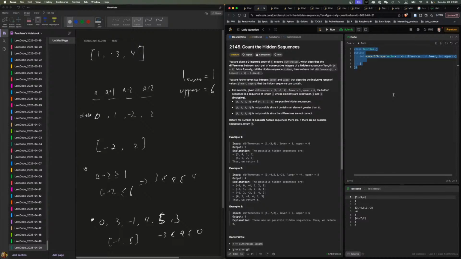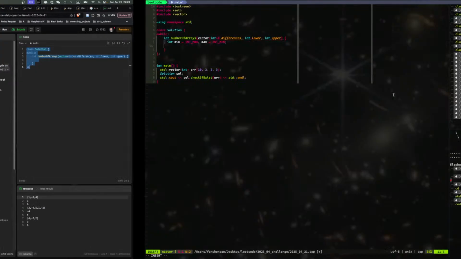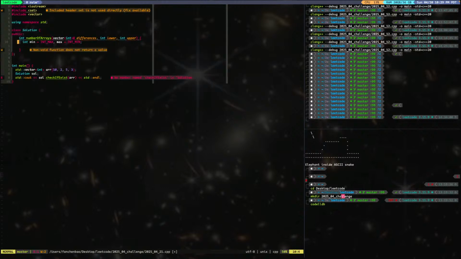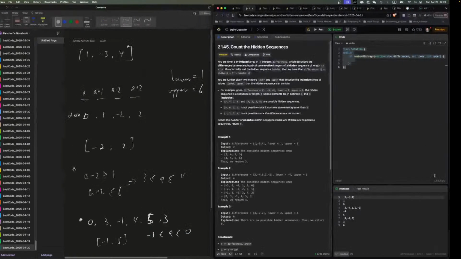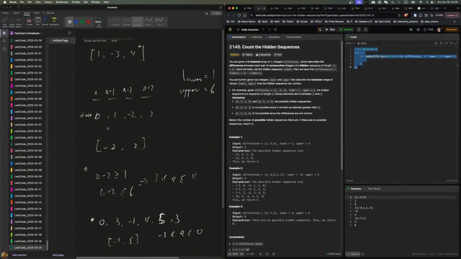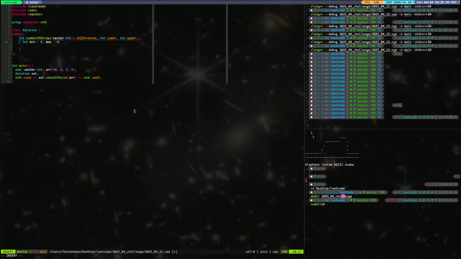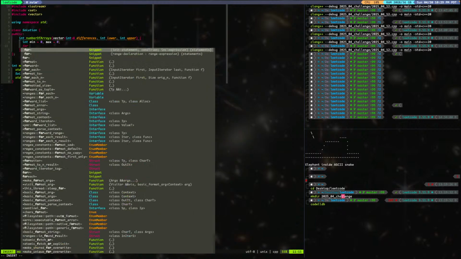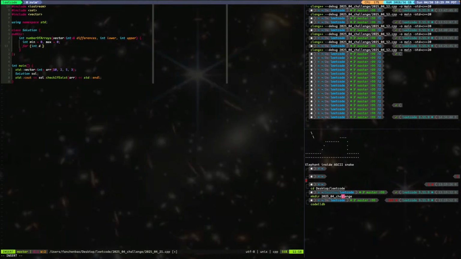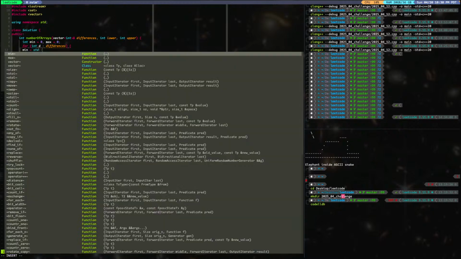Should we say 0? That's actually 0. Hold on. Min and max, I think, should start with 0. Right? Because this is the min. It could be 0, it could be negative. Right? So now what we're going to do is, for int d of differences, min equal to std minimum min and d.